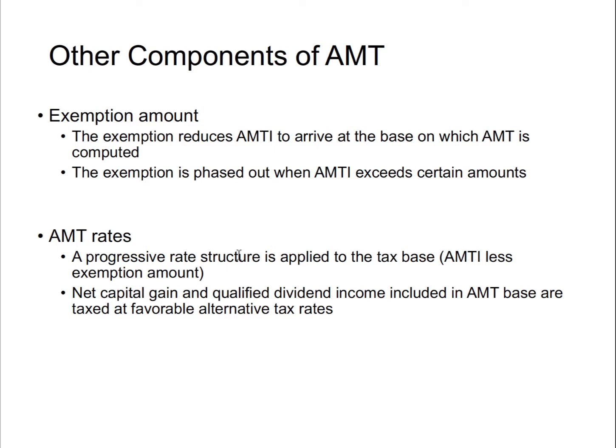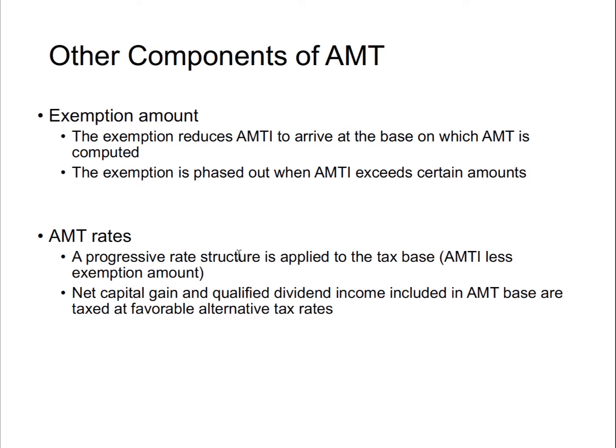Now, as I mentioned, there's an exemption amount. The exemption amount reduces the AMTI, the alternative minimum taxable income, to arrive at the base on which AMT is computed. And then, of course, we subtract away any credits. The exemption is phased out when the AMTI exceeds certain amounts, because obviously the higher-income taxpayer shouldn't be getting this type of benefit, just like we have in our normal tax system.